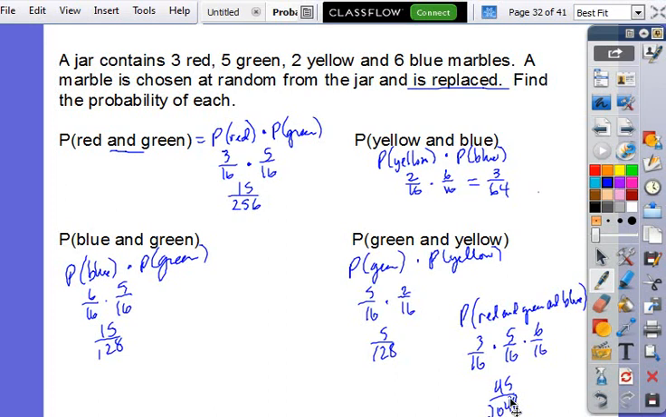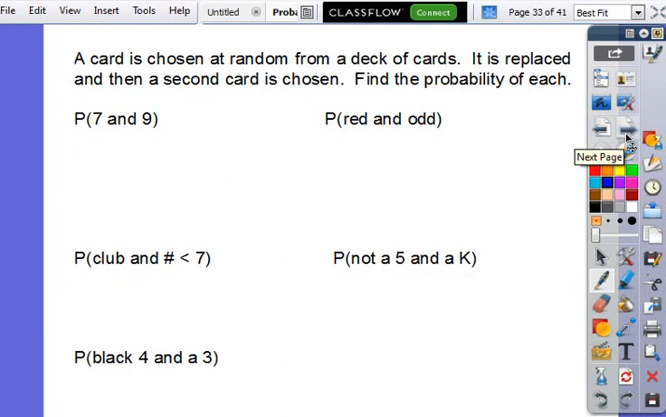All right, are there any questions or problems with that right there? All right, you should be able to do this one right here, remembering the cards.